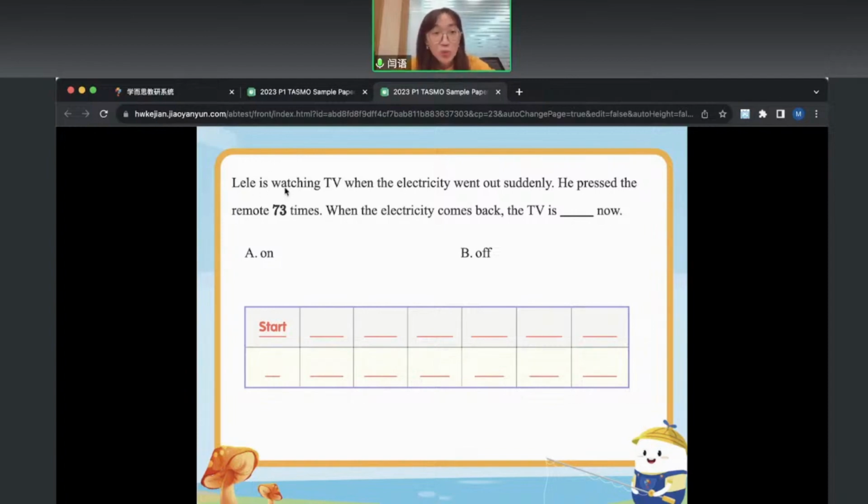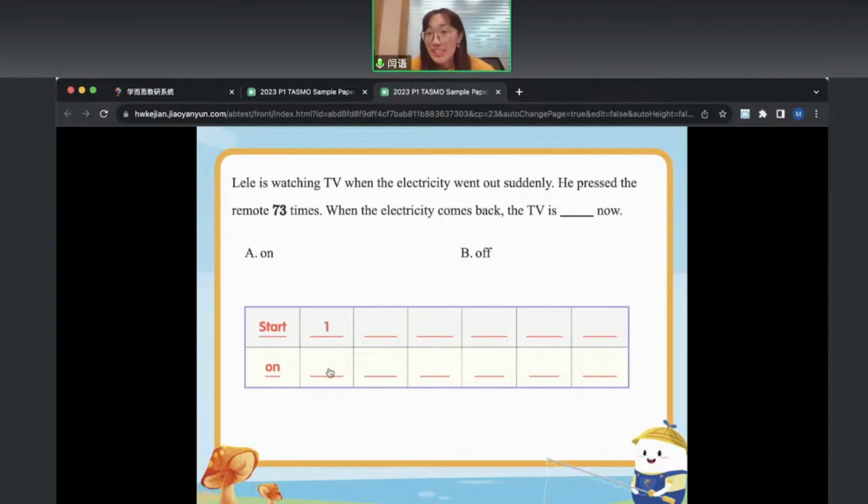Lele is watching TV when the electricity suddenly went out. 他正在看电视的时候停电了，所以这个时候电视机到底是开着的还是关着的？On or off？这个点很容易出错，很多小朋友会觉得说啊，那个停电了，我看不了电视了，OK，电视机就已经关掉了，是吗？No，OK。Yes, good job. 所以它一开始的时候，这个电视它一定是开着的。OK，他现在开始要按这个遥控器。So he pressed it once.